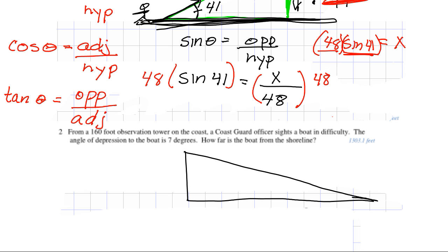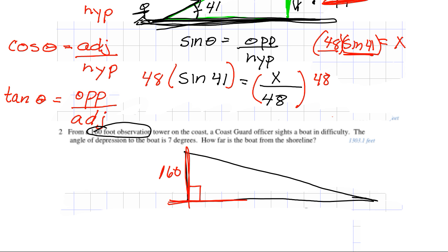It tells me there is a 160-foot observation tower. Here is another assumption you should make. Buildings, towers, and trees are always, unless you are told otherwise, perpendicular to the ground. So here's the ground, because it's a side parallel to the bottom of the paper. Here is the side perpendicular to the ground, so that's going to be the tower. That is 160 feet tall.